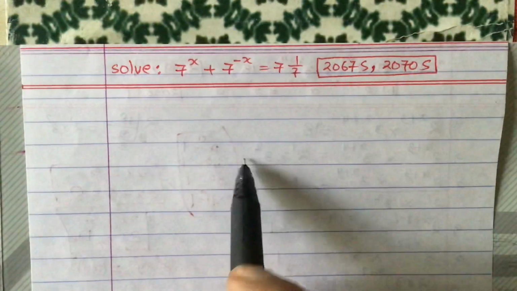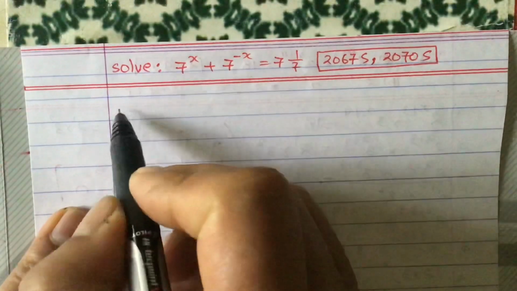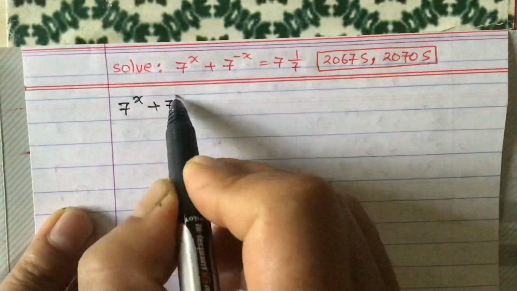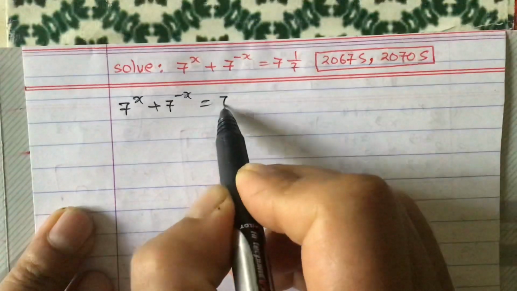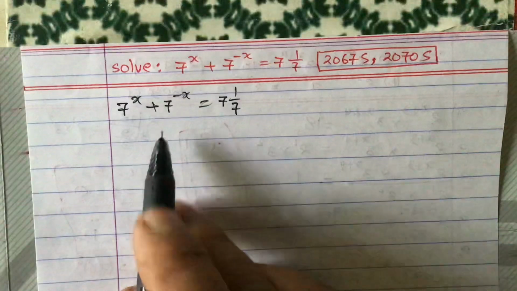Okay, so now let us solve. How to solve this one? So let's see. Let us copy the question first of all. 7 to the power x plus 7 to the power minus x is equal to 7 whole number 1 by 7. So here is a negative power.